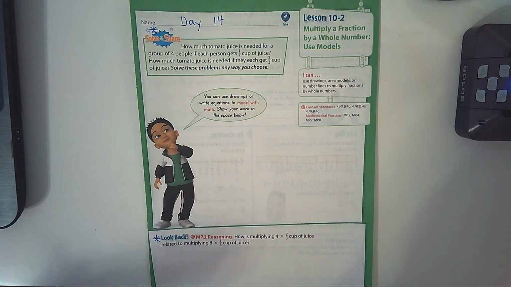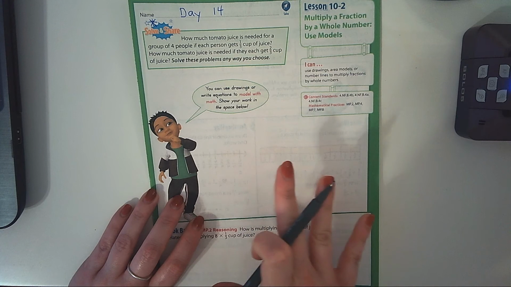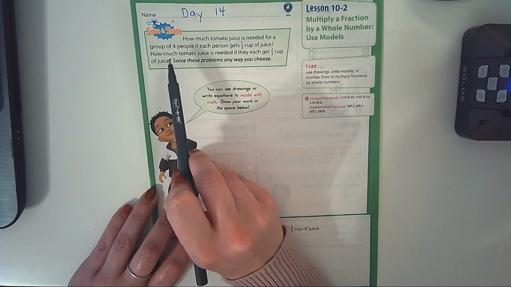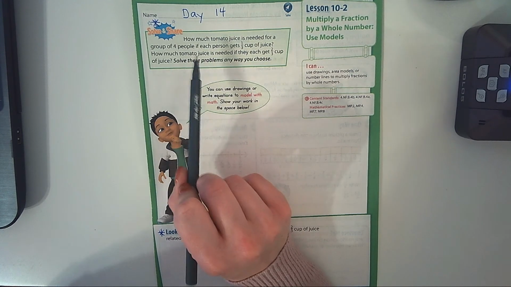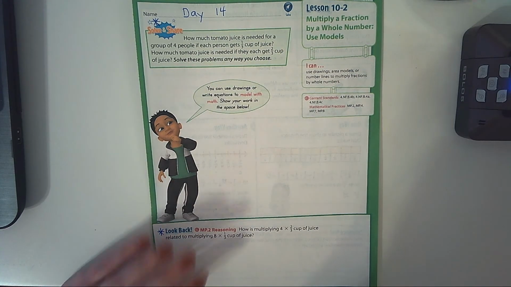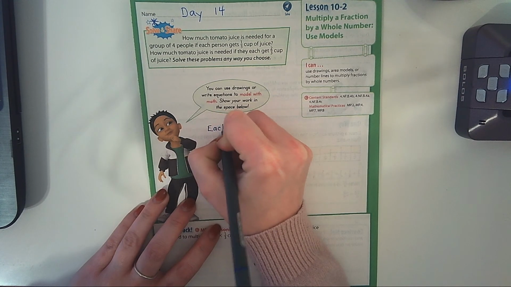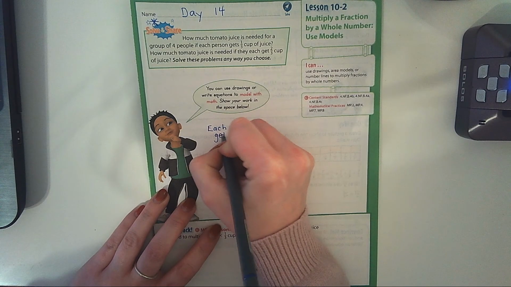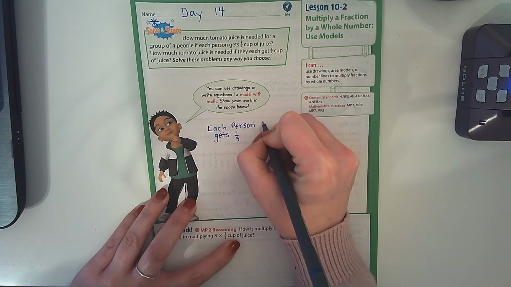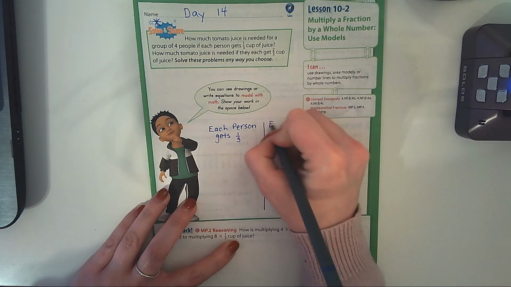One way that you could set this up before you solve the equation would be to organize an area for you to show your work, because you have to answer 2 questions. There's how much tomato juice is needed if each person gets 1/3 cup of juice. So maybe we can have a section, each person gets 1/3, and a section for each person getting 2/3.